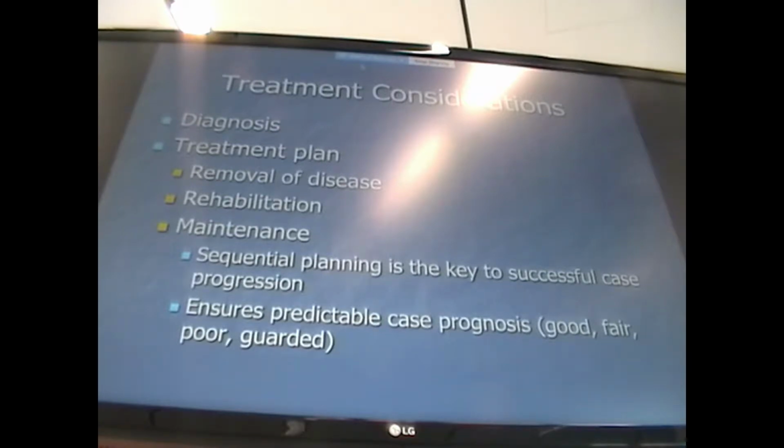Before you start treating the patient, you have to have an idea what the prognosis is going to be. Are they going to be a good candidate? Will they have an excellent prognosis, or a fair prognosis, or a poor prognosis? If it's poor, you may not even want to begin treatment. And each patient is different. So these are things that you have to keep in that little gray matter between your ears.